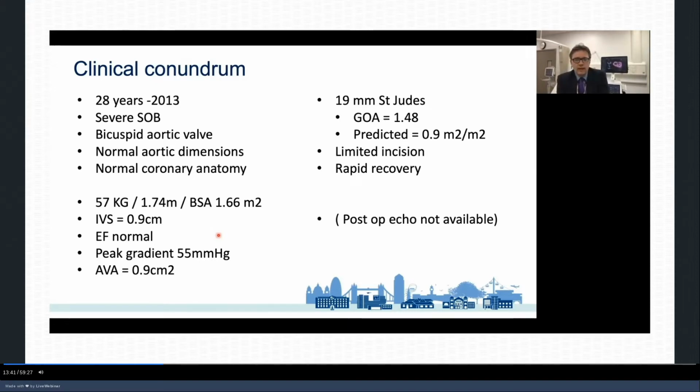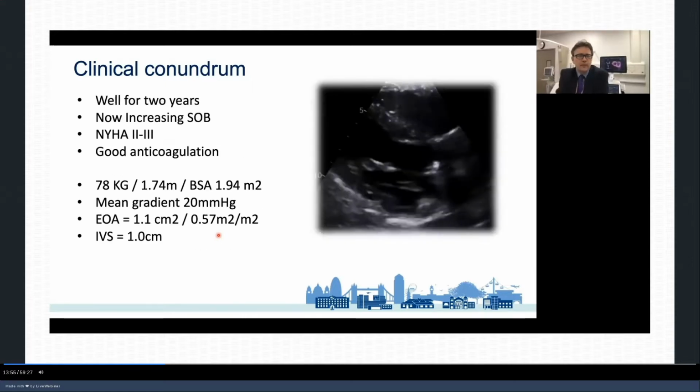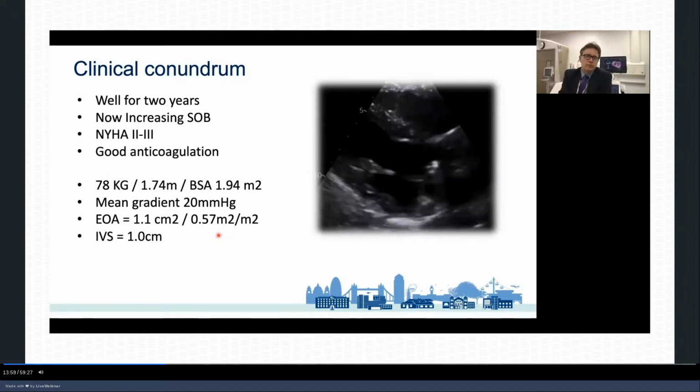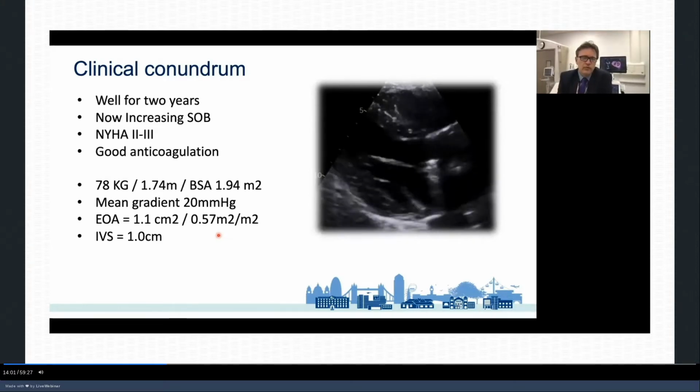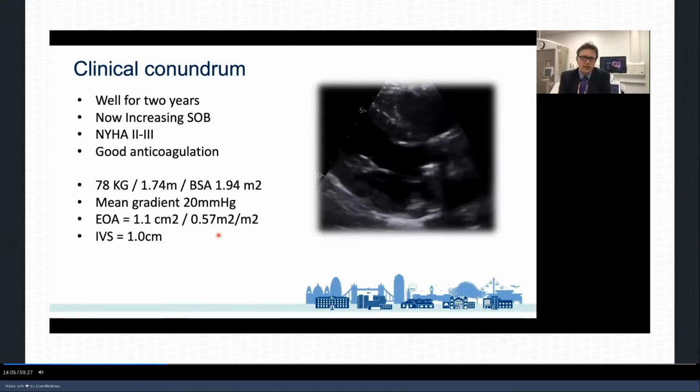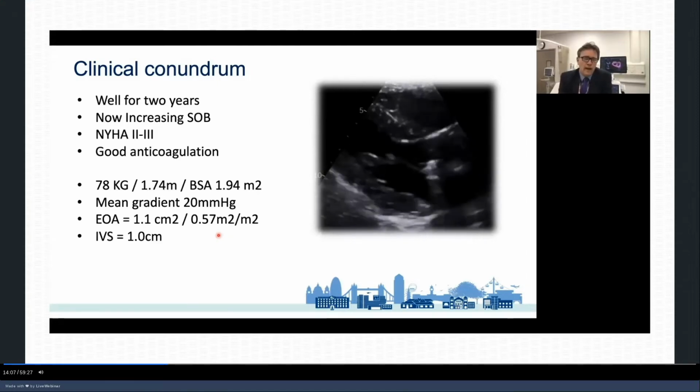He has a limited incision, and actually it makes a very rapid recovery. Unfortunately, we don't have the immediate post-op echocardiography, and that unfortunately is a repeated finding throughout the country, and something we should do something about. So he's really well for 2 years, but then represents with increasing breathlessness, and most recently is in NYHA 2 to 3 breathlessness. He's got a good anticoagulation control, but things have changed.